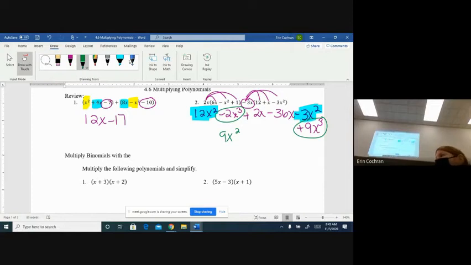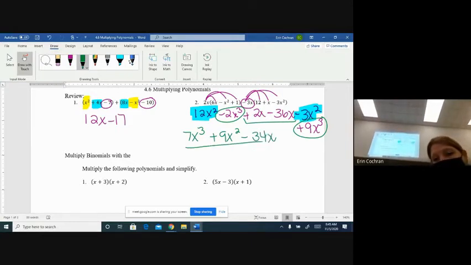7x cubed. Now, where should I put 7x cubed? Should I put it after 9x squared or before it? Before it. Why? Standard form. Good. It has a bigger exponent. Good. And then what is 2x minus 36x? Negative 34x. Good.